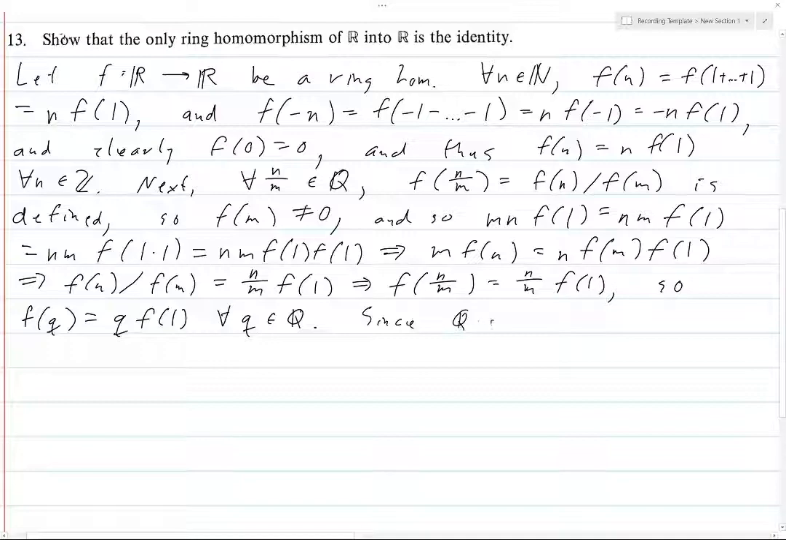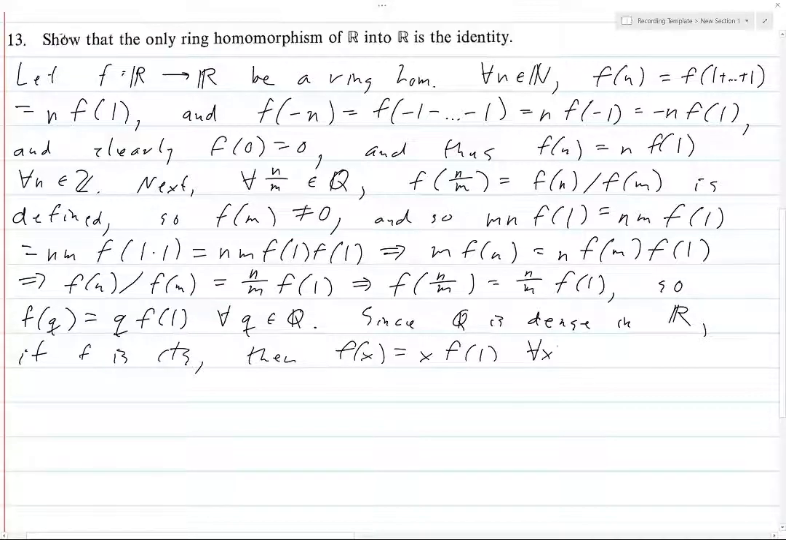Now since Q is dense in R, here's where we're going to start to do some analysis. If f is continuous, then it follows that f of x equals x times f of 1 for all x in R. So if you don't know the analytic definition of continuity, that's okay, but there might be an index in this textbook that goes over it, although that may not necessarily be true since this is an algebra textbook, and you really don't need to discuss continuity for much anything in here except for various auxiliary exercises like this.